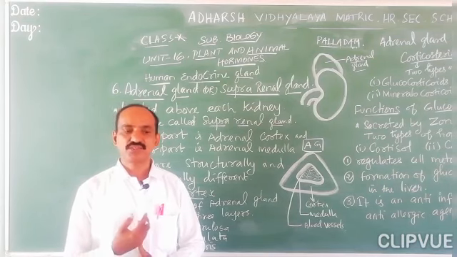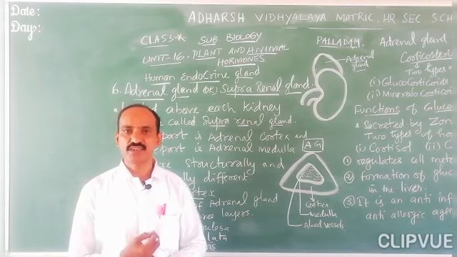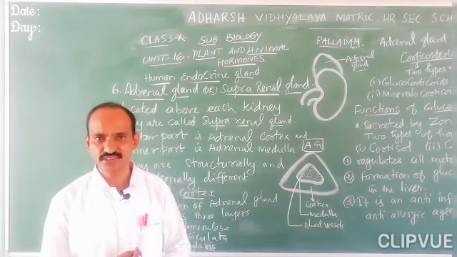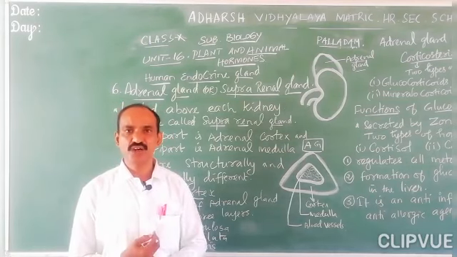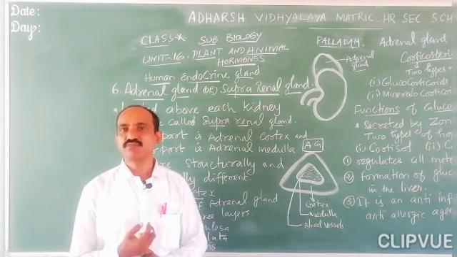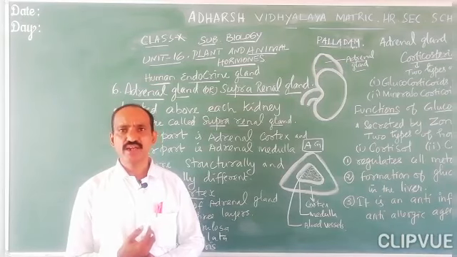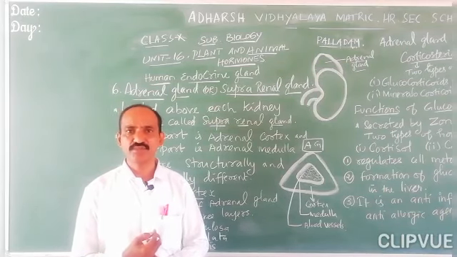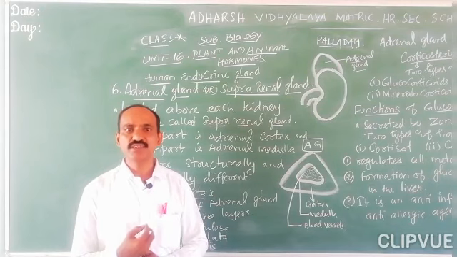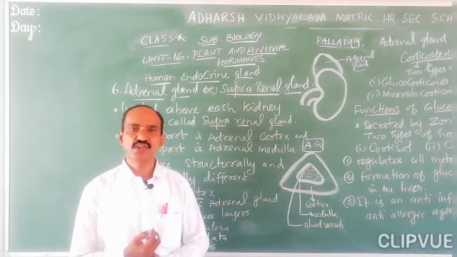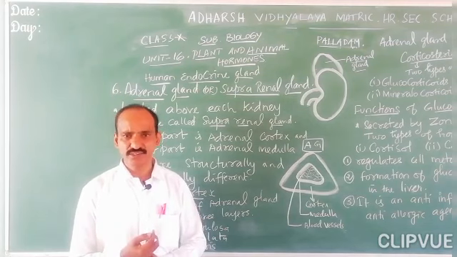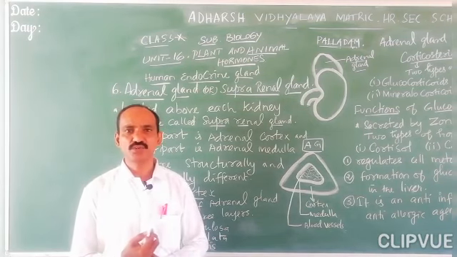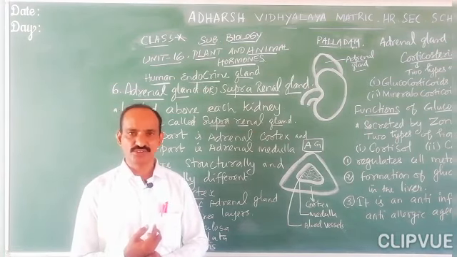Exocrine contains special type of secreting cells, acinar cells, which secrete pancreatic juice or digestive juice, which helps for digestion. Endocrine glands contain special type of secreting cells, that is islets of Langerhans. This contains 2 different types of cells. One is alpha cells, another one is beta cells. Alpha cells secrete glucagon hormone, and beta cells secrete insulin hormone.